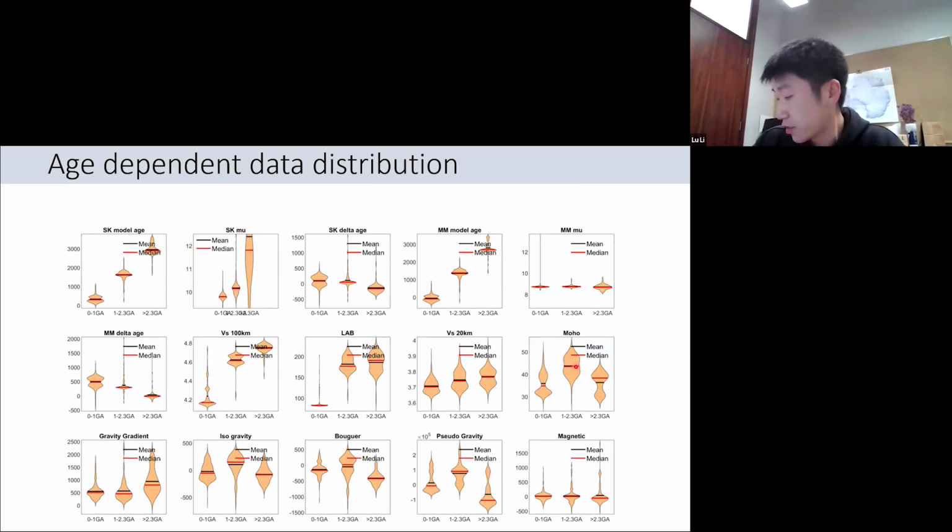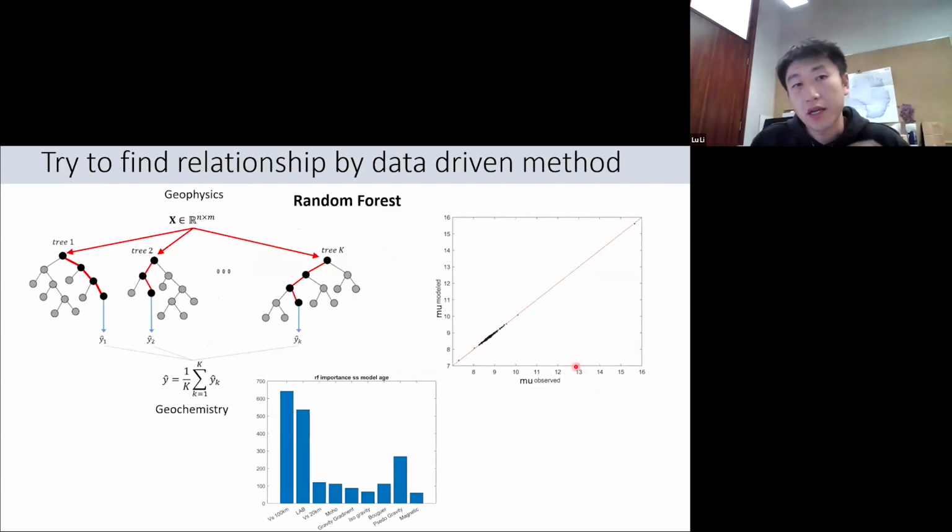Okay, so now we have some idea of what the data distribution looks like, then we try to build the connections. So how do we do that? The way to think about it is that we can use a data-driven approach to tell us what the relationship is between these two different variables. The hypothesis is that if we see a correlation between the geophysics data and the geochemistry, then we can try to use the geophysics to mimic the pattern we see in the geochemistry.